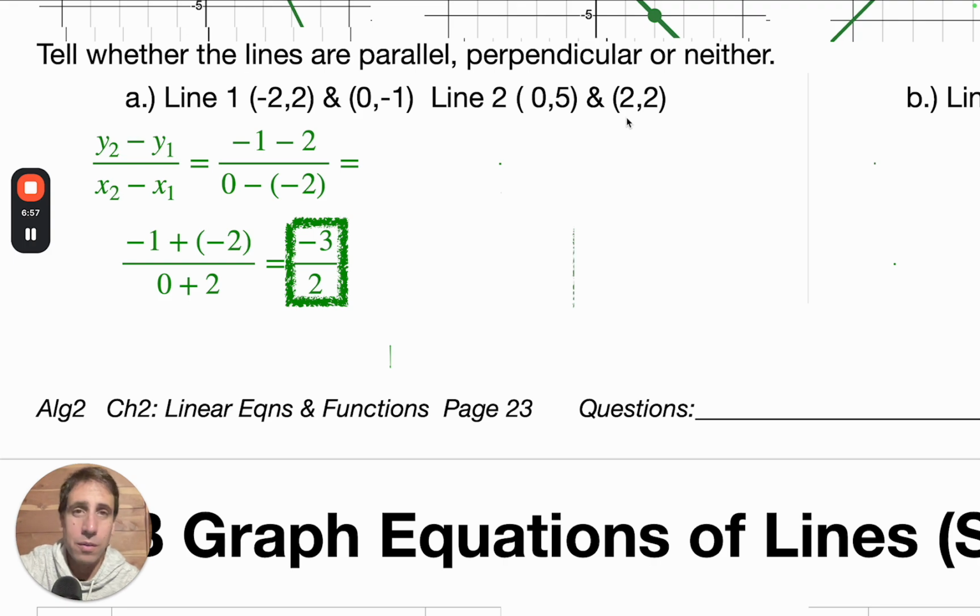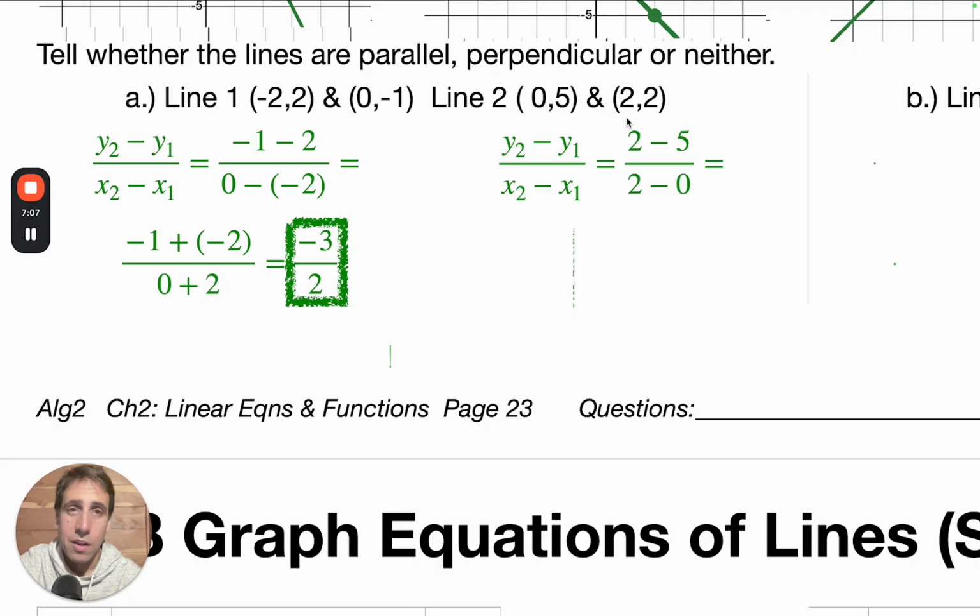Line 2, we're going to do the same thing: y2 minus y1 over x2 minus x1. Write out that formula. The more you write it, the more likely it is you're going to remember it when you have to do an assessment. So then y2 is going to be 2. y1 is going to be 5. That's 2 minus 5. And then x2 is going to be 2, and x1 is going to be 0. 2 minus 5 is -3. 2 minus 0 is 2.